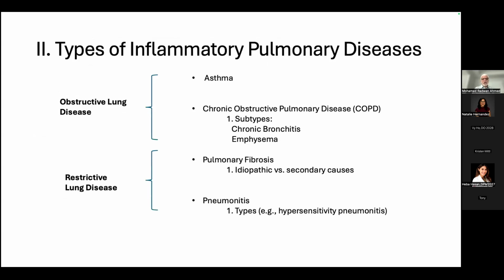So there are two main categories of inflammatory pulmonary diseases, because we are concerned here with inflammation. We have obstructive lung disease and restrictive lung disease. What does it mean? Obstructive means there is an obstruction, and it's usually affecting the airway, either the major airway, the big airway, or the small airways. And this is represented clearly by bronchial asthma and also by chronic obstructive lung disease.